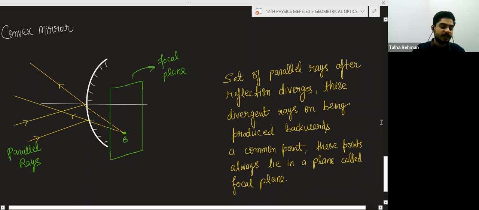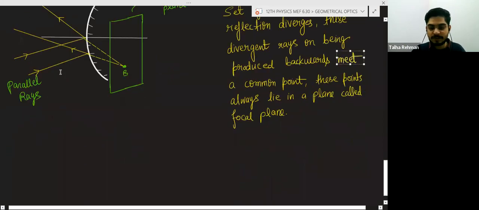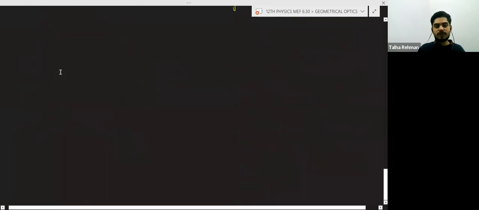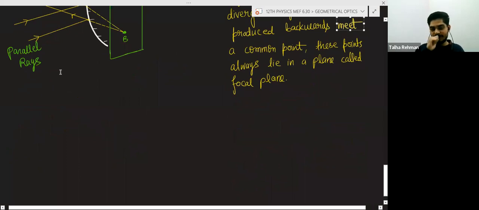So it is already written produce backward. So you can write meet also. So produce backward, meet at a common point. These points always lie in a plane called the focal plane. So this is the focal plane for a convex mirror.